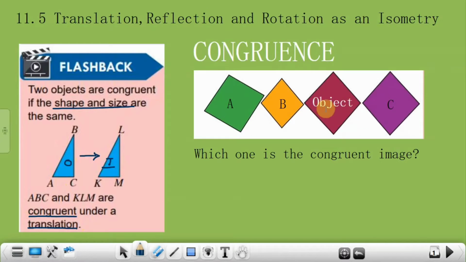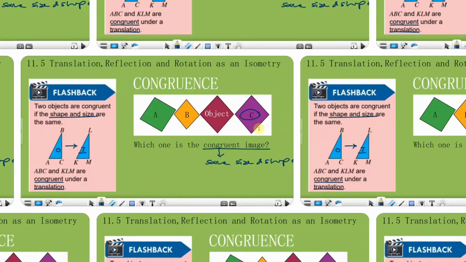So this is the object. Which one is the congruent image of the object? Is it A, B or C? Yes, it is C. Because you can see here, it asks for congruent image. When you have this word congruent, it means that it must be the same size and shape. So C is the one with the same size and shape as the object.